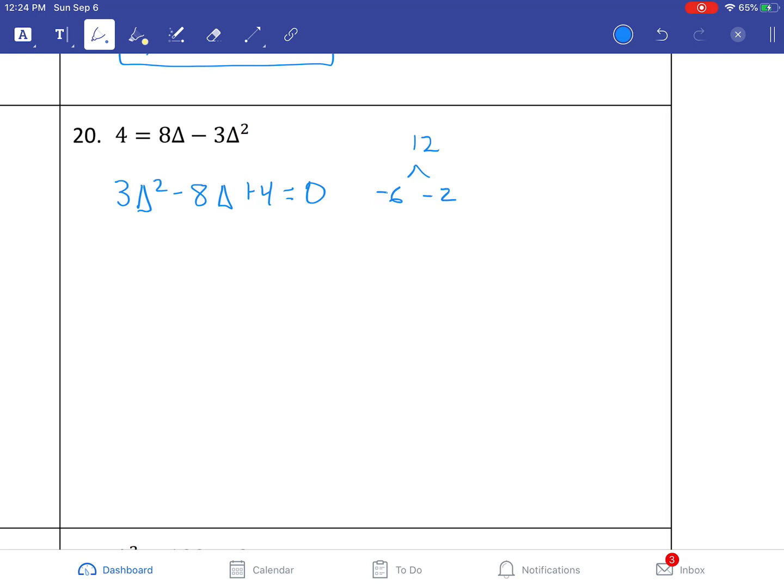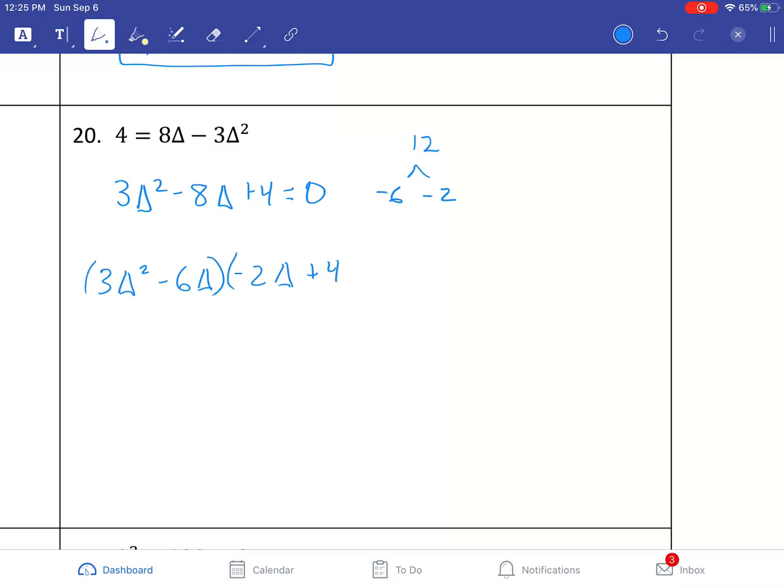Let's see, which one do I want to do? Do I want to do grouping or bottoms up? I think we'll do grouping. Okay, so we got 3 triangle squared, minus 6 triangle, minus 2 triangle, plus 4.